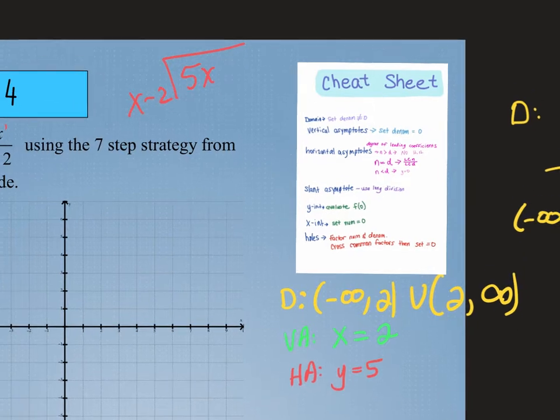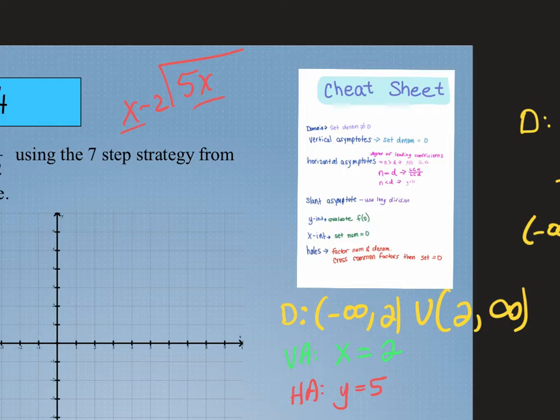If you were to divide this, think about it, first term into first term, right? X times what would give me 5x? 5. When I am doing my long division and I need my slant asymptote, I have to have an x as the first term because it has to be in y equals mx plus b. A slant asymptote has to be on a slant. If you just got y equals 5, that's just a horizontal line, which is what our horizontal asymptote is.